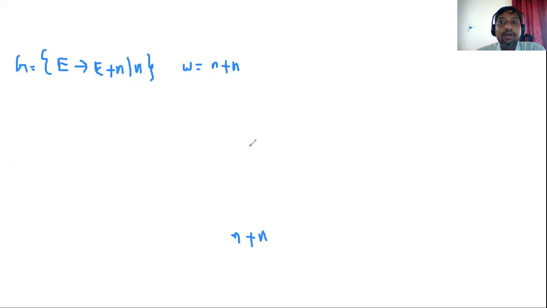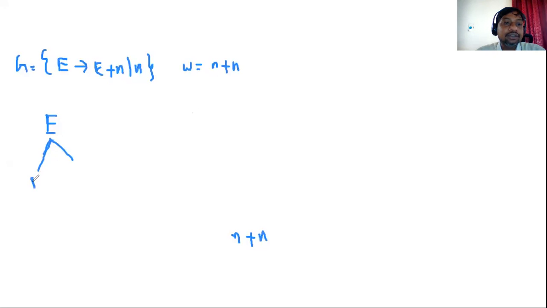The working principle of bottom-up parsing. So what happens when you use a bottom-up parser? If you look at top-down parsing, usually in top-down parsing we start with the start symbol of the grammar, and we'll try to expand it.